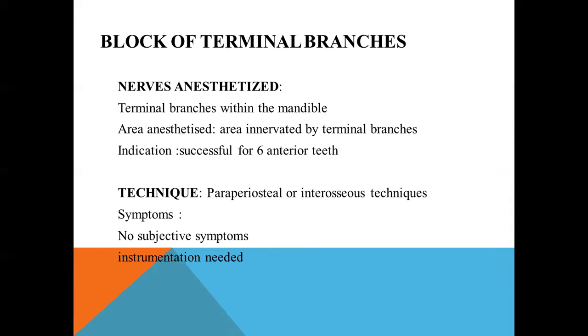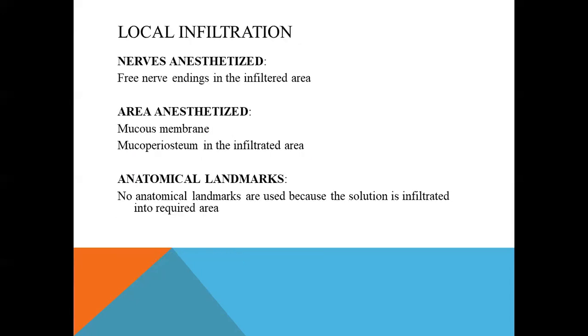Coming to the blocks of terminal branches, the nerve anesthetized will be the terminal branches within the mandible. The area anesthetized will be the area innervated by the terminal branches. Indicated whenever a procedure has to be done on the six anterior teeth. The technique is the paraperiosteal injection technique. Symptoms: there are no subjective and objective symptoms.